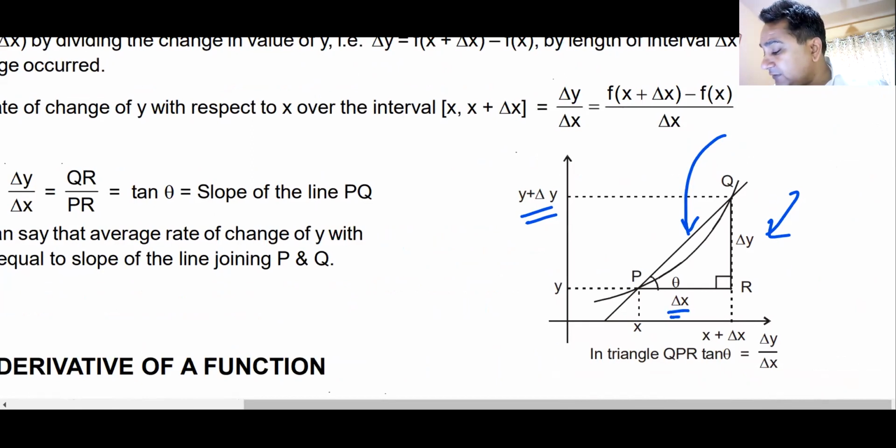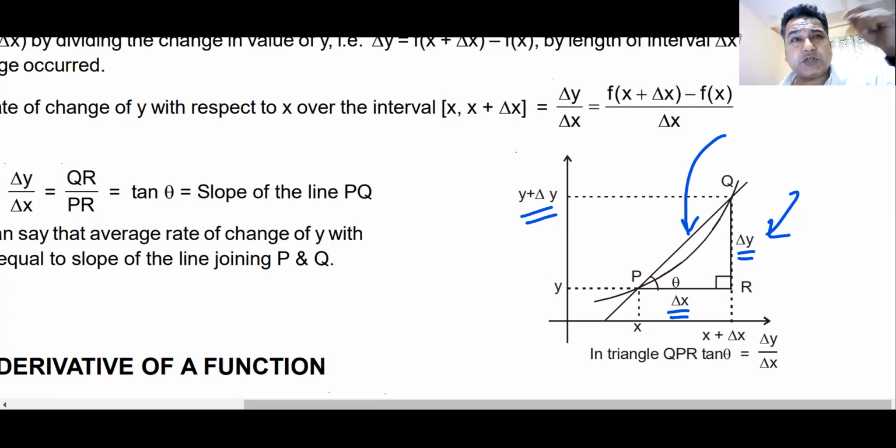You have delta x. Delta x is the change in the value of x. We understand this. Delta y is the change in the value of y. And PQ is a secant. Yes or no? Can I have some raised hands? I've already crossed 400. Yes, that's the secant.